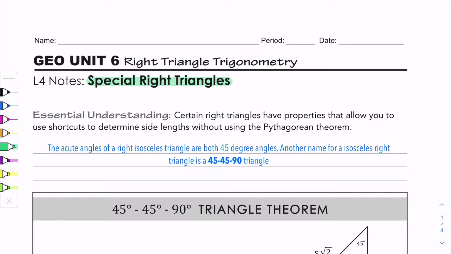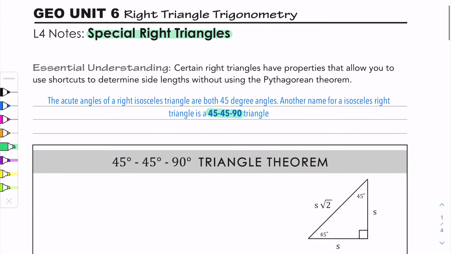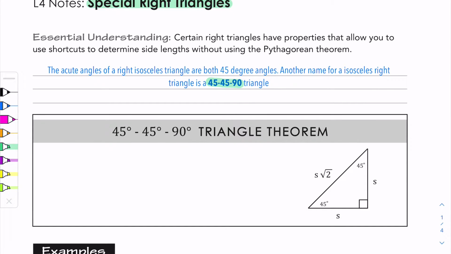So there's a quick note here. It says the acute angles of a right isosceles triangle are both 45-degree angles. Another name for an isosceles right triangle is a 45-45-90 triangle. And that's specifically what we're going to be looking at. That leads us right into what we call the 45-45-90 triangle theorem.